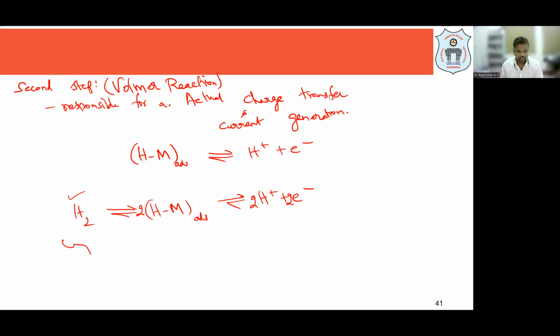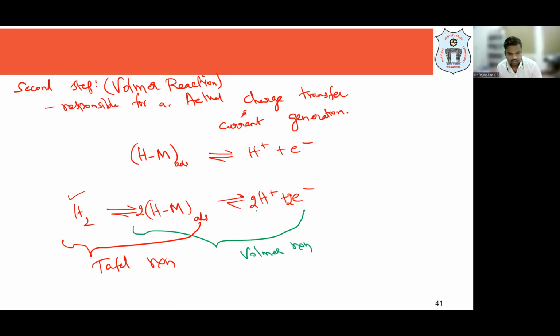So this first step is called as Tafel reaction. And the second step is called as Olmer reaction. So these are called elementary local reactions, the local reaction that is taking place at the anode surface. Okay, at anode, the global reaction is that one.